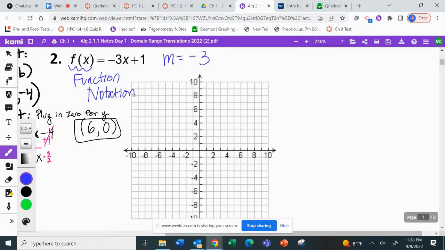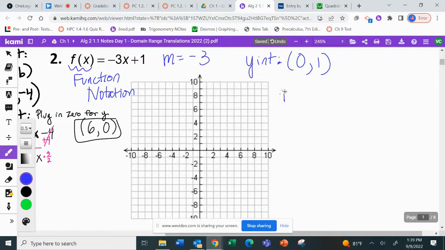We write equations in function notation. That just replaces the y. It means the exact same thing as the y. It's just fancy looking. So that is the y. So our slope is -3. Our y-intercept is going to be at 0, 1.